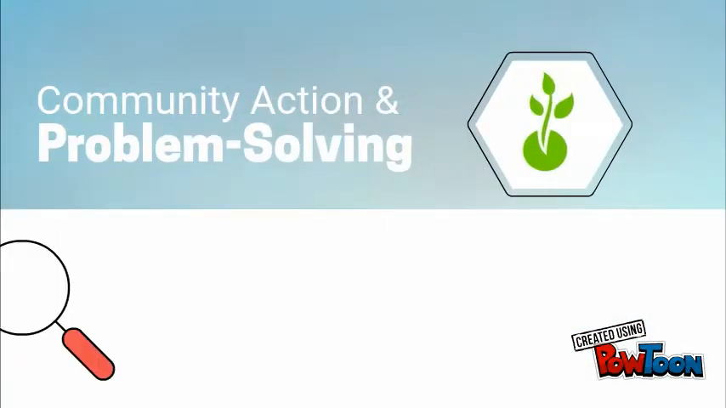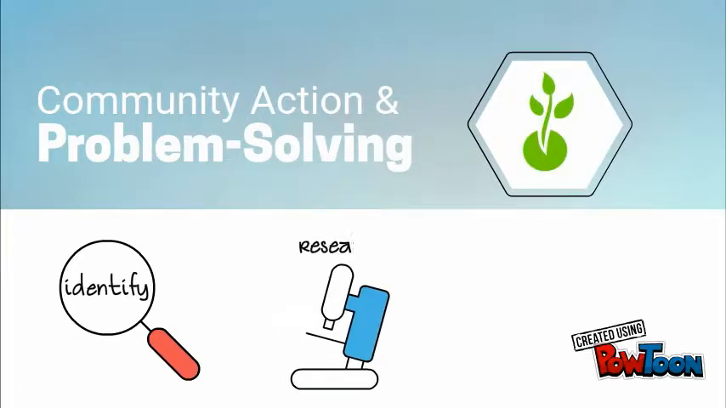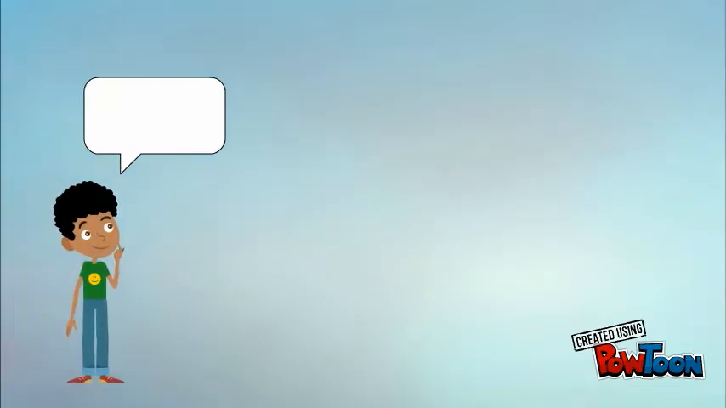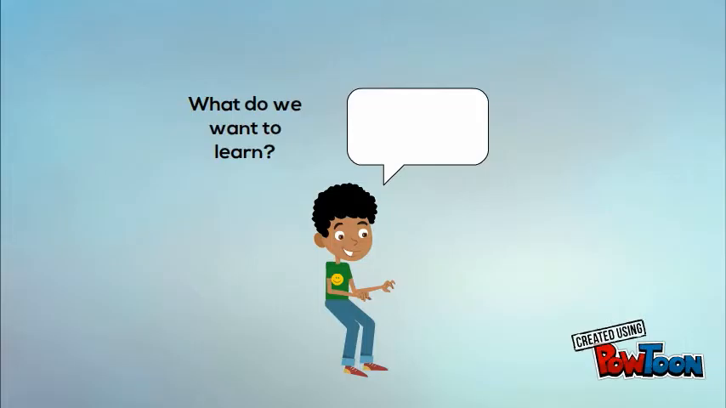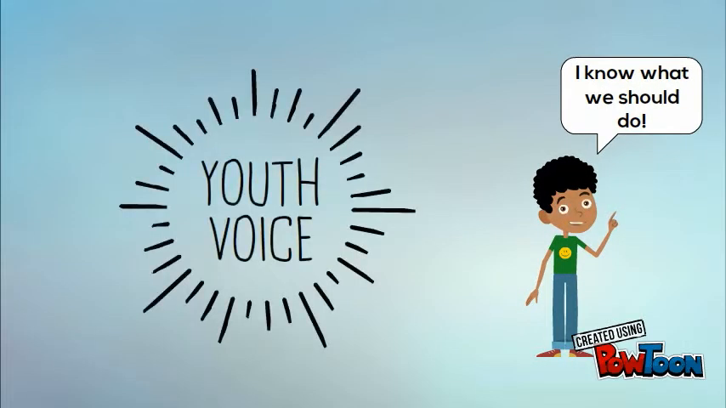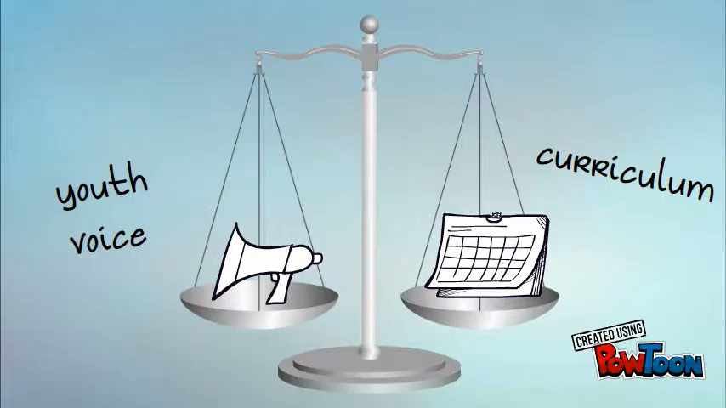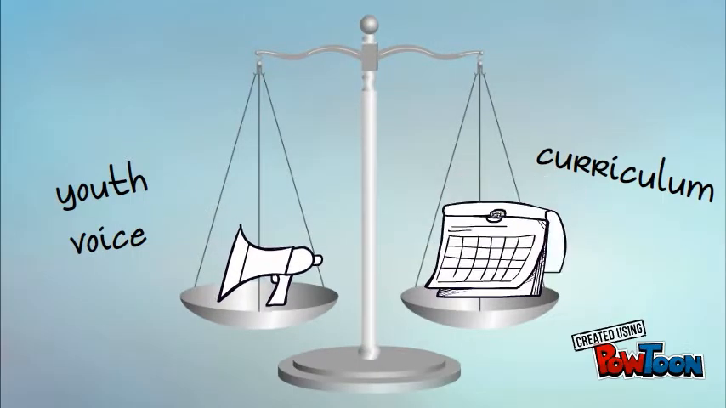The community action and problem-solving process allows students to identify, research, and address environmental issues in their communities. In each step, from the inventory, where students identify environmental issues, to selecting one to research, then deciding how to address it, their voice is at the heart of this process. So how do you honor youth voice, yet still meet the needs of your curriculum? Some thoughtful planning can help with that.